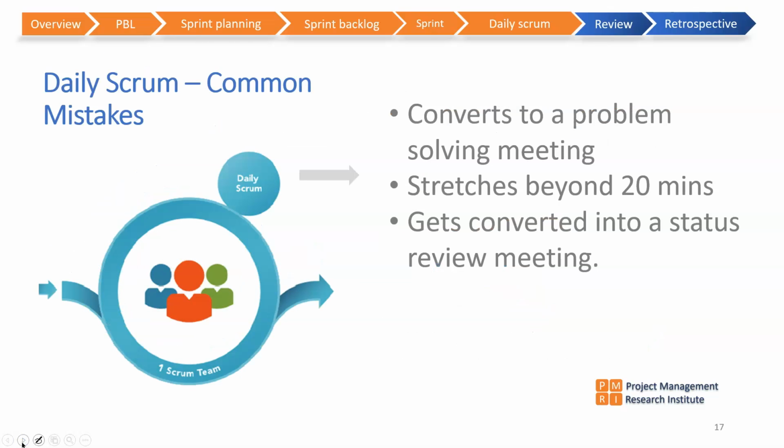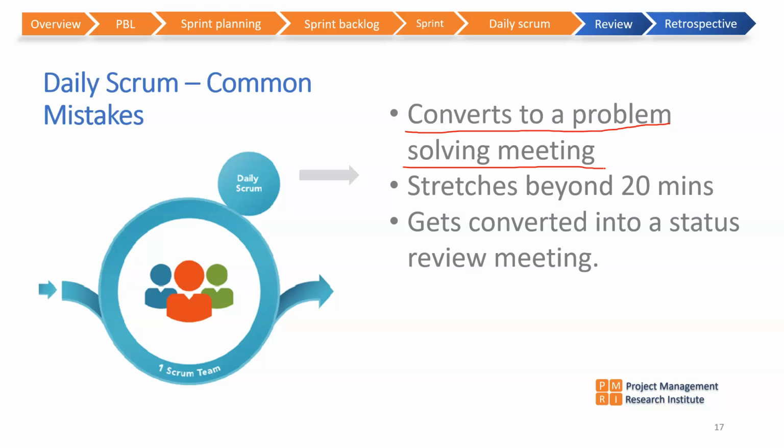And daily Scrum common mistakes. Sometimes the Scrum Master and the product owner will be tempted to convert this daily stand-up meeting into a problem-solving meeting. That is a big issue because then the 20 minute meeting will get extended into maybe 1 hour or 2 hours. That will waste a lot of team members' time.